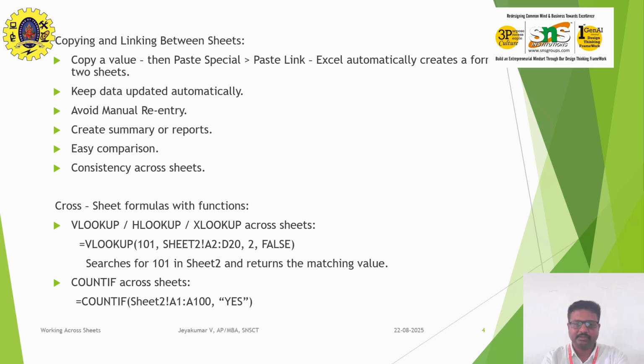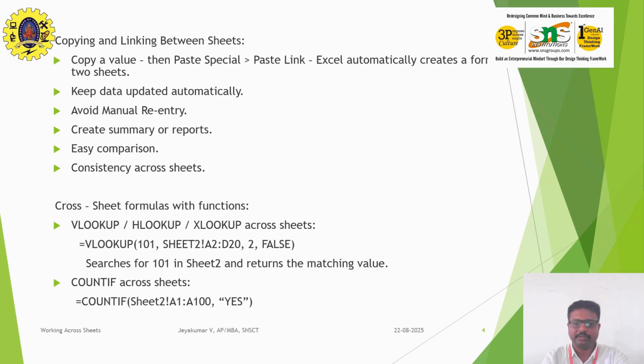And next we are going to see about cross-sheet formulas with functions. For this feature, you can use VLOOKUP, HLOOKUP, or XLOOKUP across your sheets. The formula used for this purpose is equal to VLOOKUP. For example, if you search for 101 in sheet 2 and you have to return the matching value, you can use the formula equal to VLOOKUP(101, Sheet2!A2:D20, ..., FALSE), followed by the range where you want to find the value, for example A2 to D20, and FALSE.